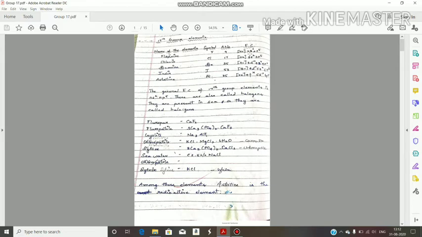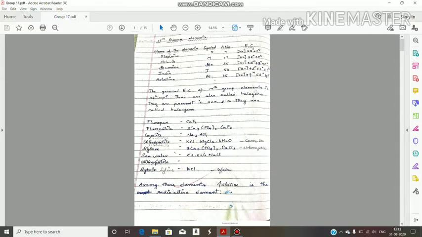If you observe the outer electronic configuration, in this case 2s2 2p5, in this case 3s2 3p5, in this case 4s2 4p5, 5s2 5p5. Here 6s2 6p5, 6s2 is there, just note it. From all these points we can say that the general electronic configuration of 17th group elements is ns2 np5.